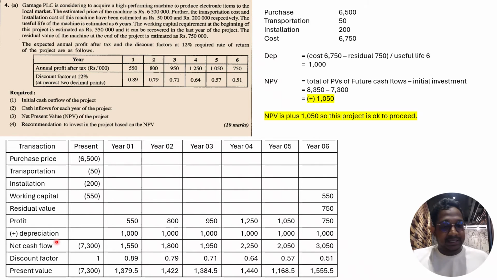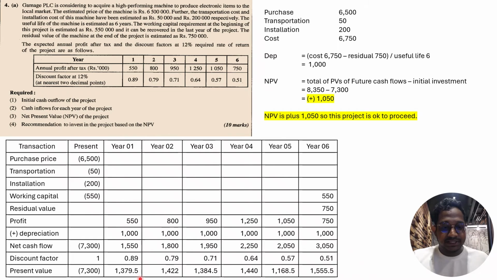And then you can get the net cash flow, and the discount factor is given here. By multiplying by the discount factor, you are getting the present values. Why do we need the present values? To find the NPV. So how do you find the NPV? Total of present values of future cash flows, and from that you have to deduct the initial investment. The total of present values of future cash flows means each operational year's present value. So you have to add these present values together.